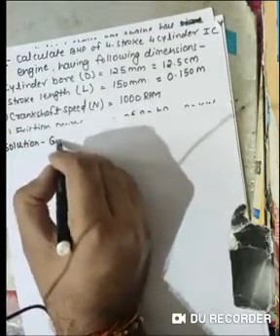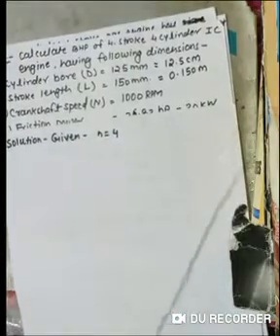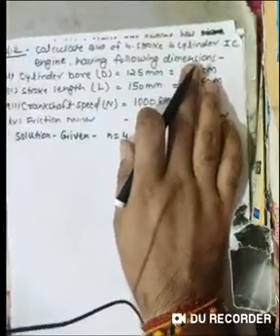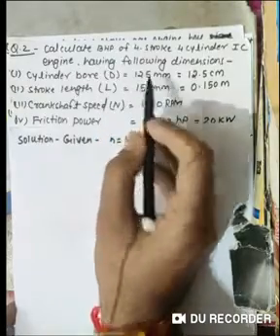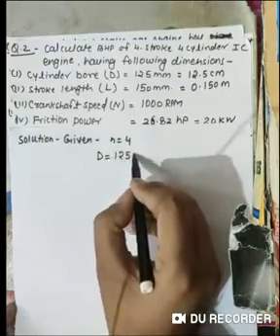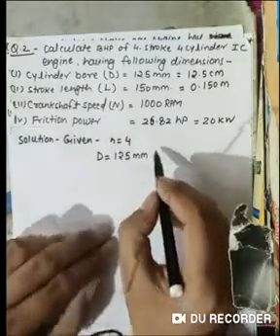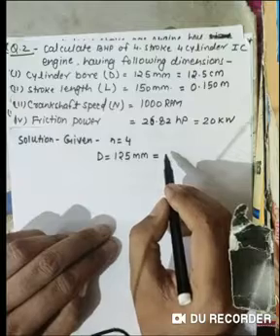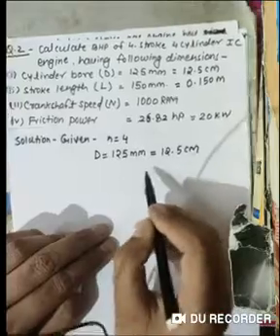firstly we will write the given values. The value of n is 4. The IC engine has the following dimensions. Cylinder bore D is equal to 125 millimeter. Always we measure the diameter in centimeters, so it is divided by 10, because 1 centimeter is equal to 10 millimeter. So this becomes 12.5 centimeter.